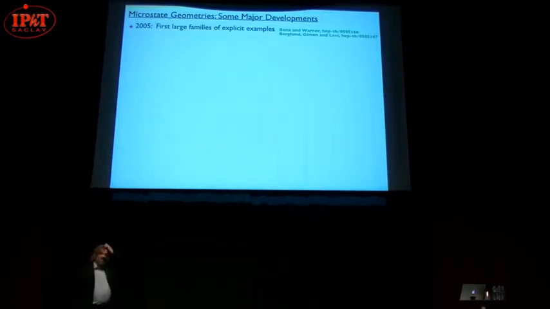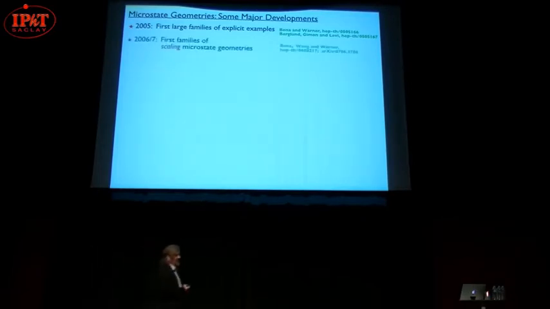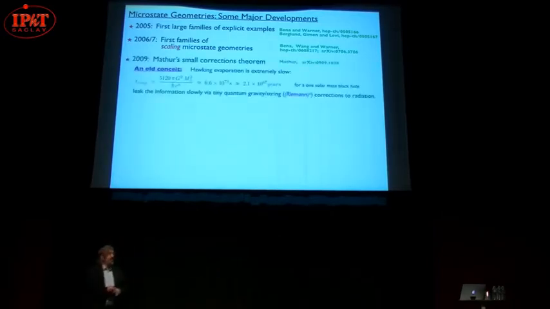So here's the sort of timeline to date. Joseph and I, and another group in Berkeley, came up with a very large family of explicit examples, including in 2005. There's going to be another class of these geometries I'm going to mention in a minute. The key word here is scaling. We're going to talk about those, which we got a year or two later, and we'll say why they're important in a minute. But another really important shift in this game came in 2009 with Mathur's small corrections theorem.